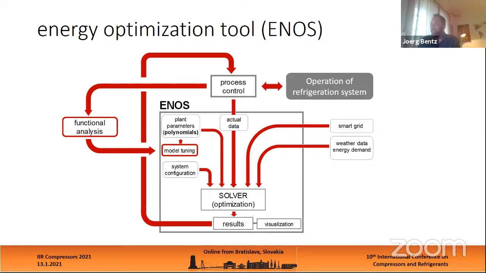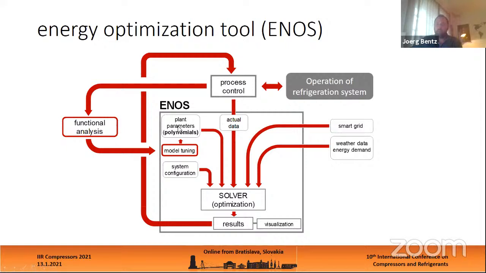So then this solver is optimizing the system, taking into account all the stages, and creates some results, which are more or less optimized set points for the system components. They are then sent to the process control, where the process control can distribute optimized set points to the refrigeration system itself.